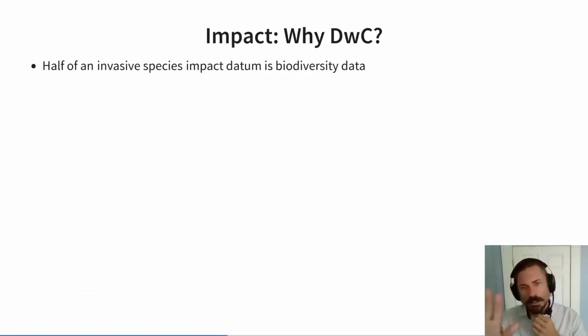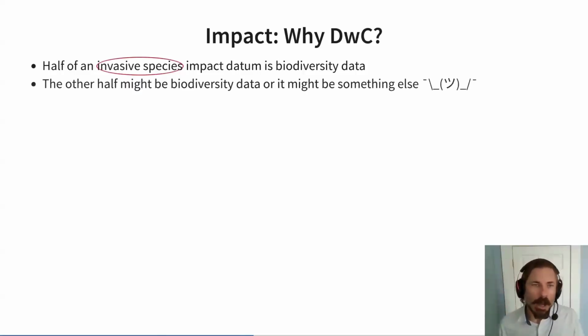But before I go into these kinds of examples a little bit more, I want to talk a little bit about why the focus on Darwin Core here with invasive species impact. And part of the reason is because that first half, the alien species half of this problem, is actually very much a Darwin Core problem. It's information about taxons and occurrences and organisms and all things Darwin Core. So I think that it's actually very important to be able to use Darwin Core for that half.